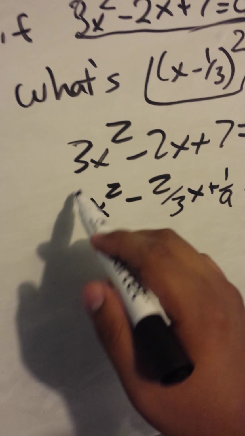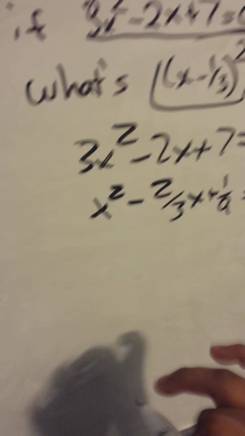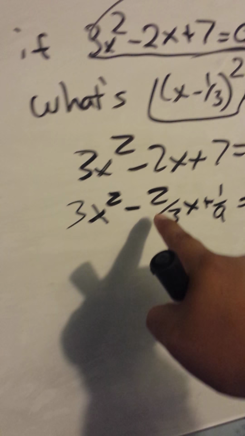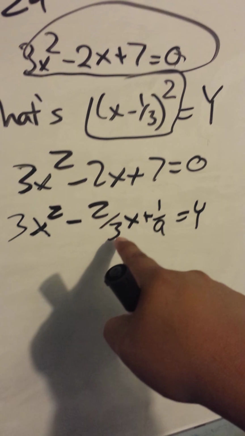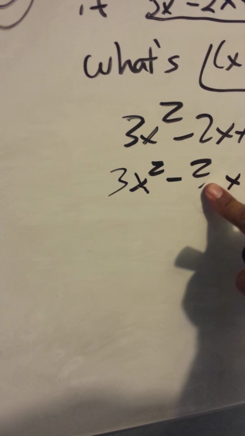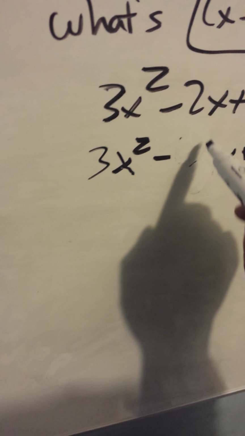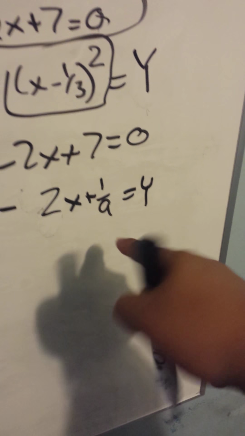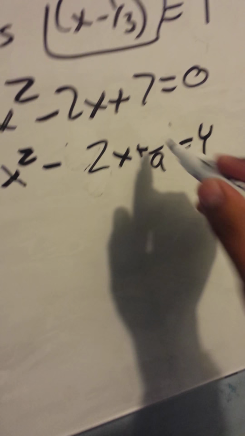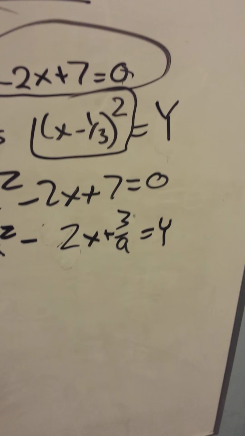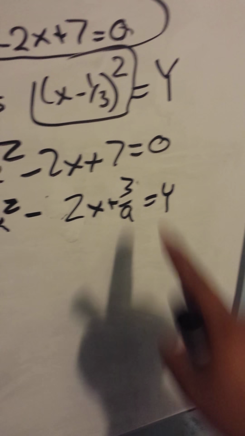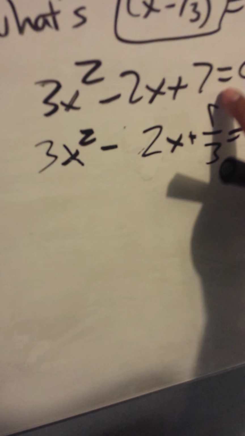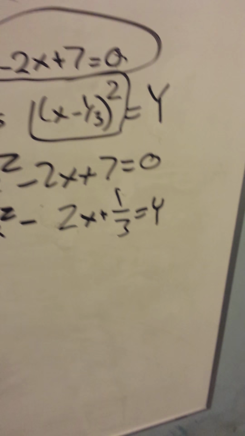So let's multiply this whole row by 3. We're going to get 3x squared, right? And now 3 times 2 divided by 3, that's just minus 2x. And now 1 over 9 times 3, well, it's going to take the numerator spot, 3 over 9. Well, 3 over 9 can be simplified to what? 1 over 3.